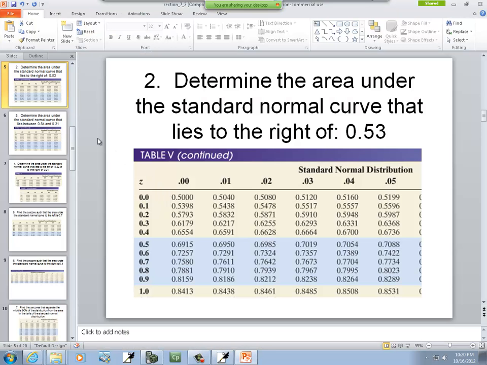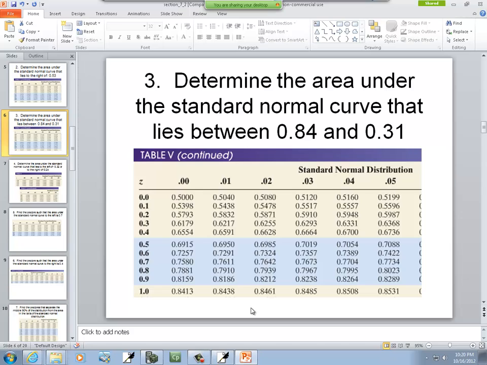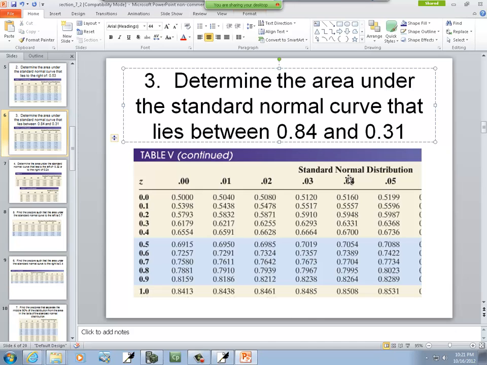Let's look at number 3. Determine the area under the standard normal curve that lies between 0.84 and 0.31. I should actually probably have those reversed: 3.1 and 8.4.